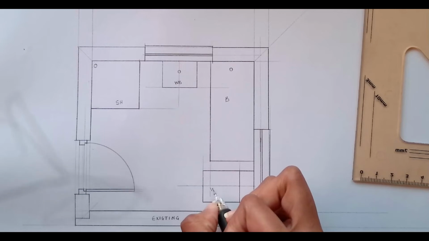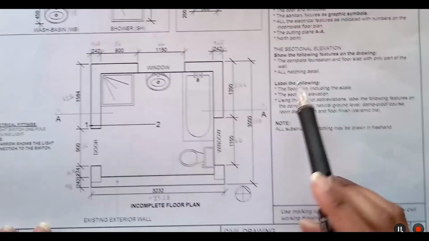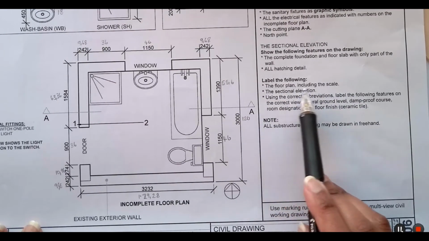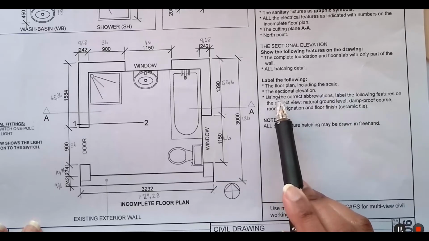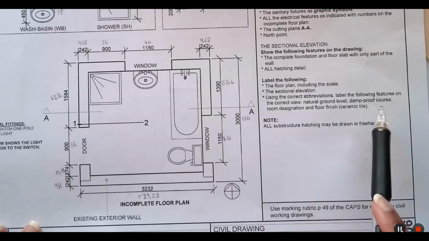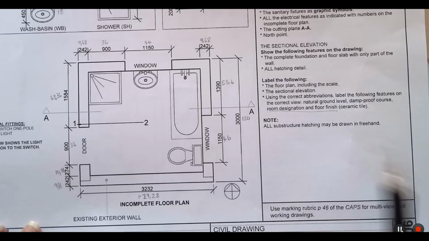So there is the toilet, WC. Now that we've drawn everything, we are told here for the labeling. We must label the floor plan, including the scale. We will get there, and then we must add the abbreviations, the room designation, and floor finish.